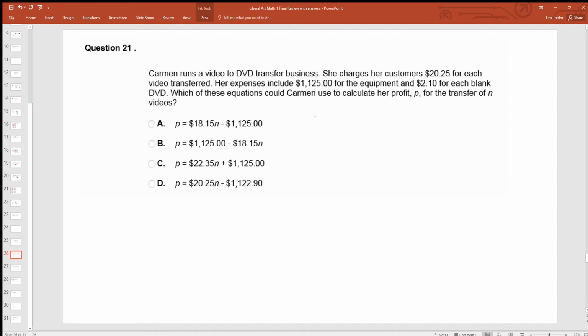All right, so we want profit equals, and then a bunch of stuff that we're going to deal with in n. So n is the number of videos. She sells videos for 20.25 times n. That's how much she makes. And then for each video that she sells, assuming that one video goes on one DVD, we need to subtract $2.10 per video. And we also need to subtract this very large equipment fee.